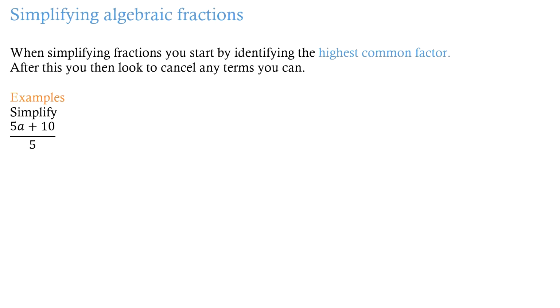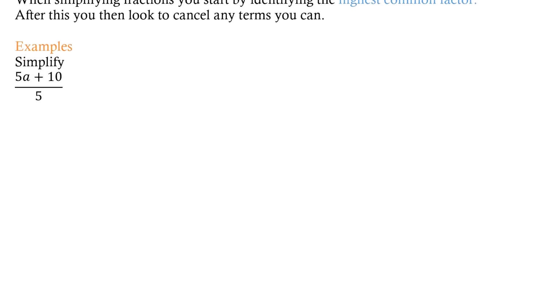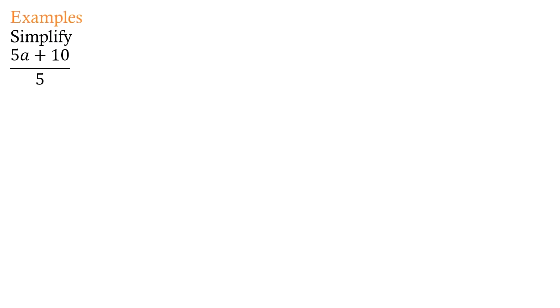In this video, we're looking at simplifying algebraic fractions. So when simplifying these fractions, you start by identifying the highest common factor, if there is one, and then after this, you can look into cancelling any terms that are both in the denominator and the numerator. So what I mean by that is, if we look at this example here, we have (5a + 10) over 5.